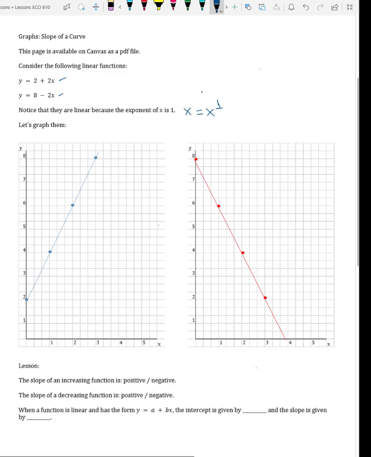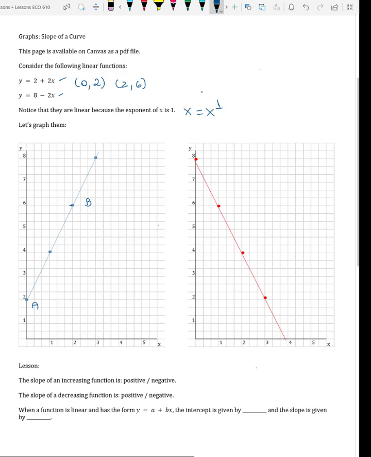Now I already graphed them here. Let's look at some points. For instance, when x equals 0, y equals 2 plus 2x, that is 2. When x equals 2, y equals 2 plus 2 times 2, that is 6. So, I'm going to call these points point A, x equals 0, y equals 2, and point B, x equals 2, y equals 6.